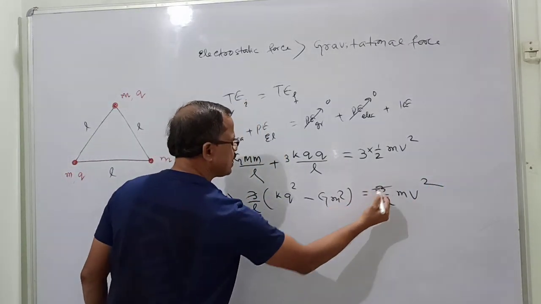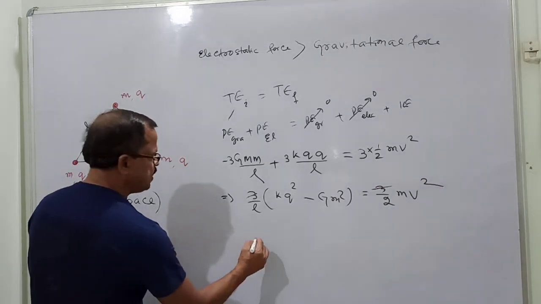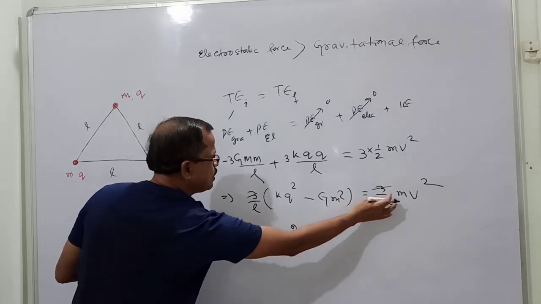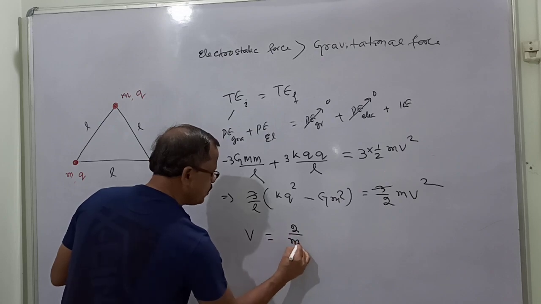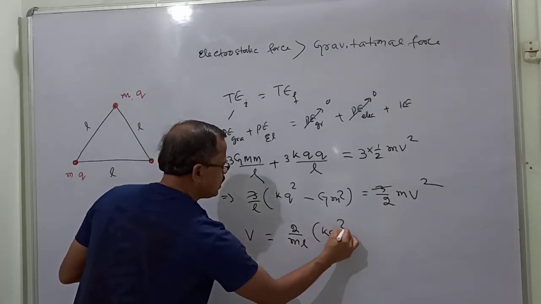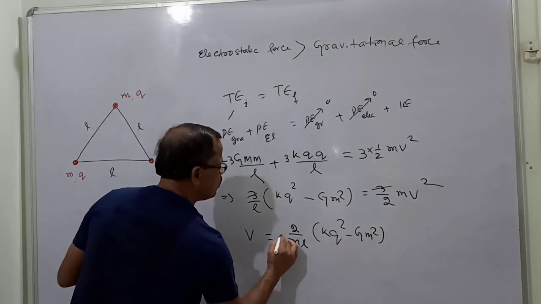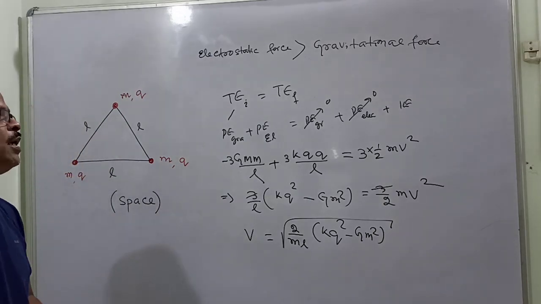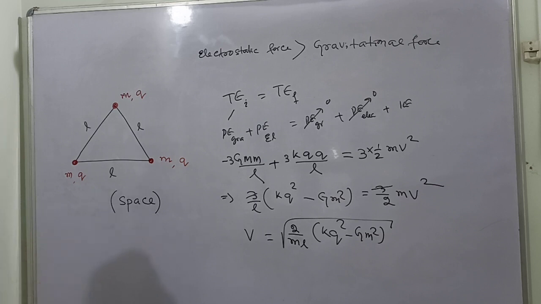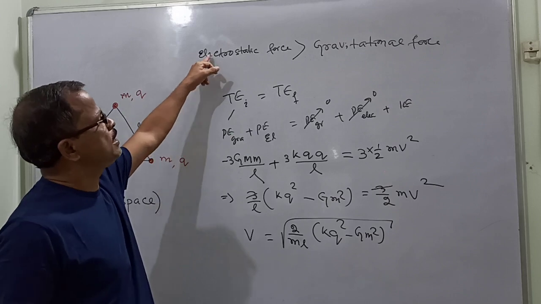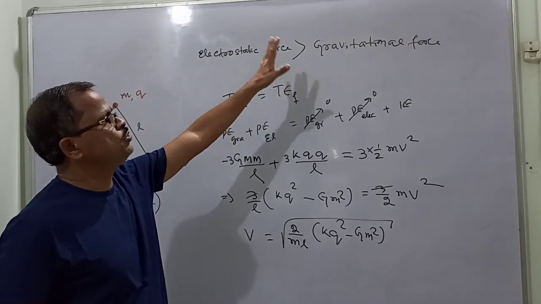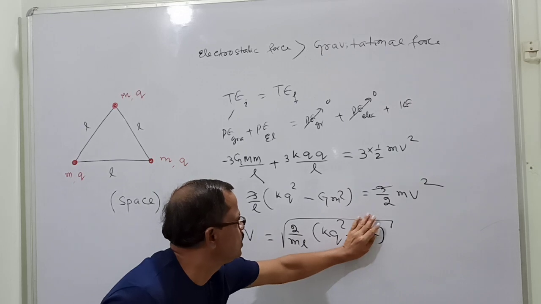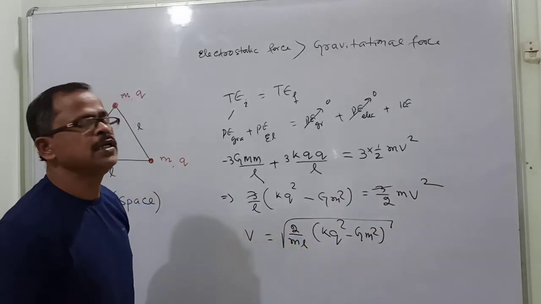Then the 3 is cancelled out. What is the ultimate velocity in space? The 2 comes to this side, and the m goes to the other side, so v equals the square root of 2 by m L times (k q square minus G m square). This is the ultimate velocity when they are far away from each other. Please note this down. If the electric force is stronger compared to gravitation, then you can ignore the gravitational effect, and the velocity will be the square root of 2 k q square by m L.